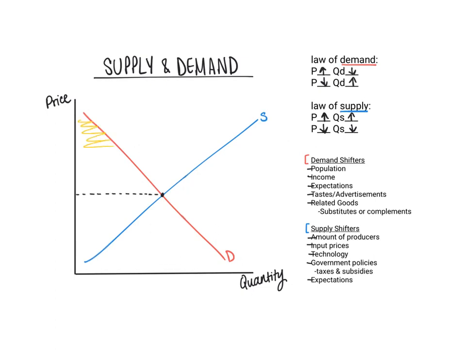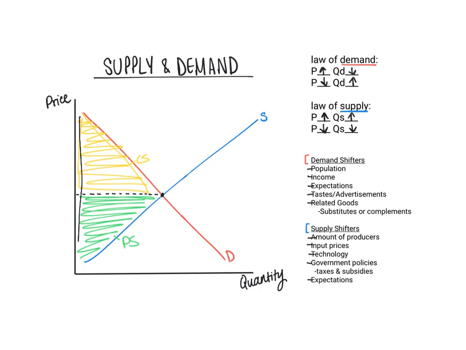In this area, there's a difference between what consumers are willing and able to pay and what they actually pay. This is called consumer surplus. In order to find the total consumer surplus, you would just take the area of this triangle right here. Similarly, below the equilibrium price, this is the difference between what producers are willing and able to sell their products for and what they actually sell them for. That is called producer surplus. If you want to find the total surplus, you would just take the area of this entire triangle right here.